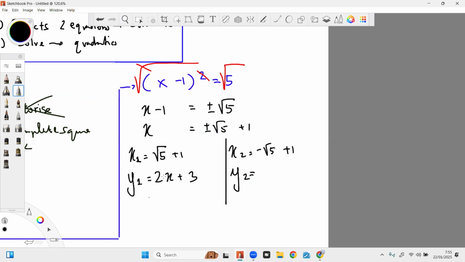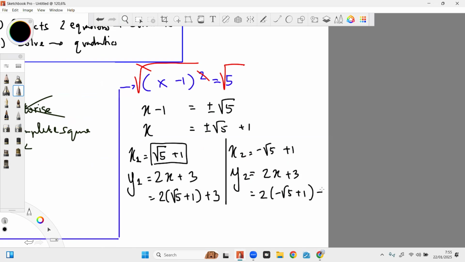2x plus 3. The x is this. So 2 square root 5 plus 1, plus 3. This also applies the same thing. 2x plus 3 to negative square root 5 plus 1, plus 3 outside. And then do the expansion. Right, 2 times square root 5 is not 10, yeah? Be careful because this is a square root. 2 times 1 is 2, plus 3 outside. And then you combine: 2 square root 5 plus 5. That's for the first pair.